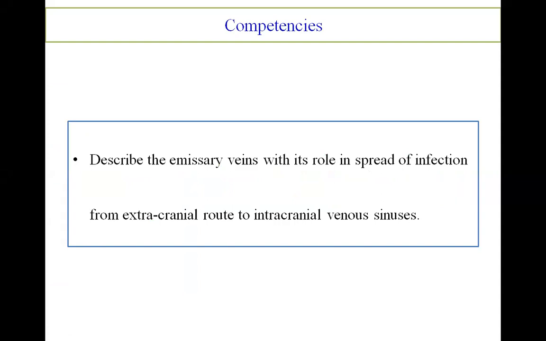That is the emissary veins. Competencies for the emissary veins are: describe the emissary veins with its role in spread of infection from extracranial route to the intracranial venous sinuses.